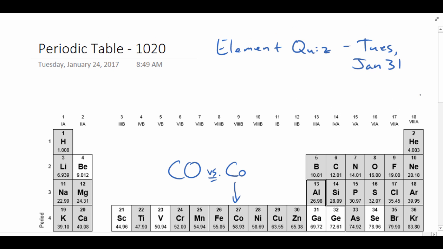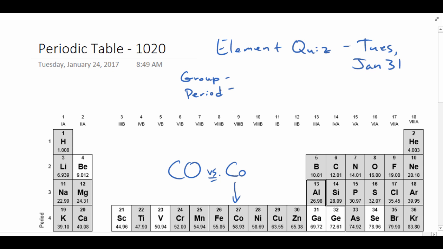Now, some other things that you should know about the periodic table itself. This will not show up on the quiz, but we will need to know them because we'll be talking about these throughout the semester. The terms group and period. What we're looking at here is independent of the quiz. It will show up on our first exam.